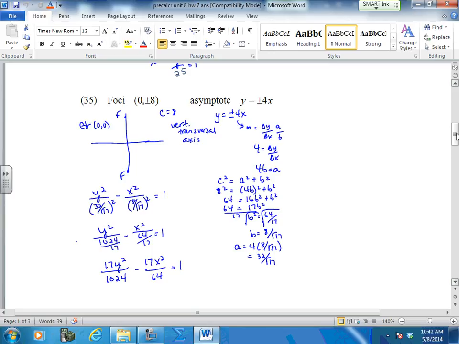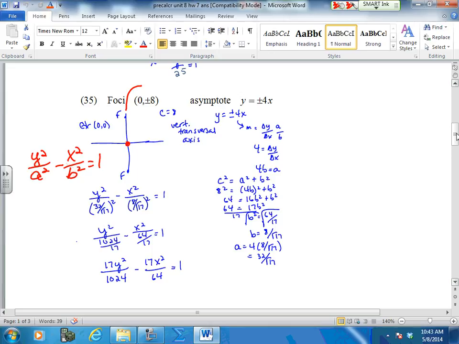Here's your foci at 0, 8. Therefore, this is your major axis. And here's your center again. Okay, what does your foci tell you? The distance to what?